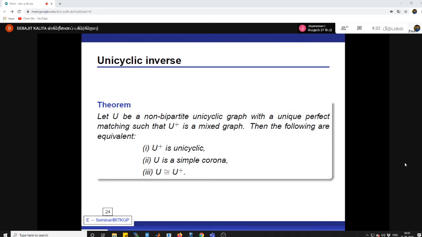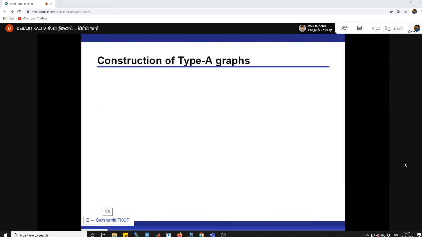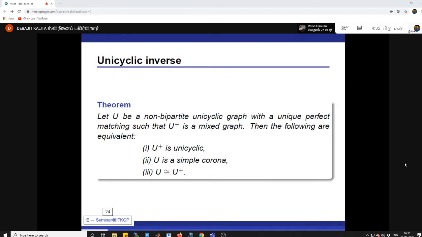U plus is unicyclic, the inverse is unicyclic, if and only if U is a simple corona, and if and only if U is isomorphic to its inverse graph. One can say self-inverse. So U plus is unicyclic, it is isomorphic to its inverse, and it has to be a simple corona graph. So then we have characterized the non-bipartite unicyclic graphs with unique perfect matching, so that U plus is a mixed graph for which the inverse is again unicyclic. So we have answered those questions.